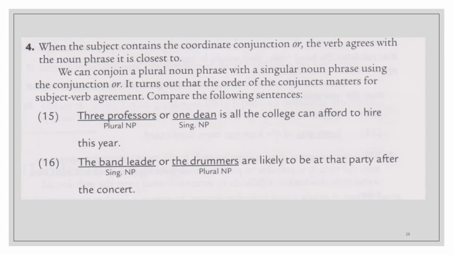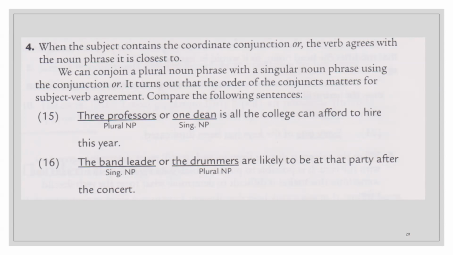If we switch them around, like in example 16, the band leader is singular. The drummers are plural. This is an or conjunction, not and. If it was and, then the whole group would be plural. But here it's an or. So one or the other. How are we going to make our verb agree? The verb is right next to the plural noun phrase, the drummers. So we're going to say the drummers are likely to be.